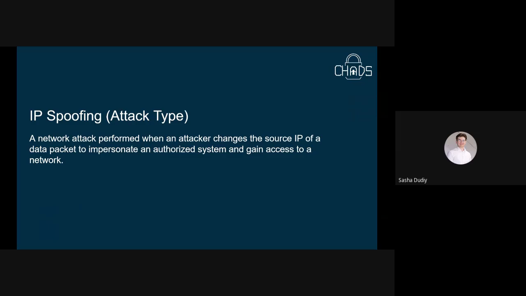Okay, so we have an attack type of IP spoofing. It is a network attack performed when an attacker changes the source IP of a data packet to impersonate an authorized system and gain access to a network. Some common IP spoofing attacks are on-path attacks, replay attacks, and smurf attacks. This will be a little easier to digest as we move on to the actual attacks.